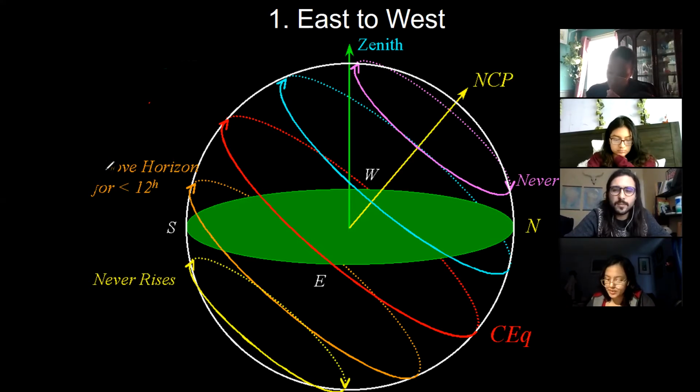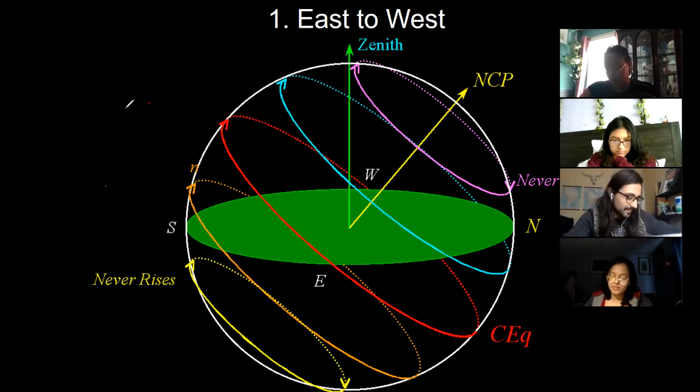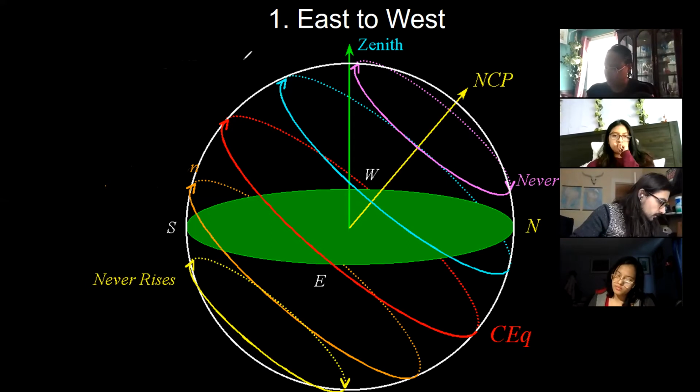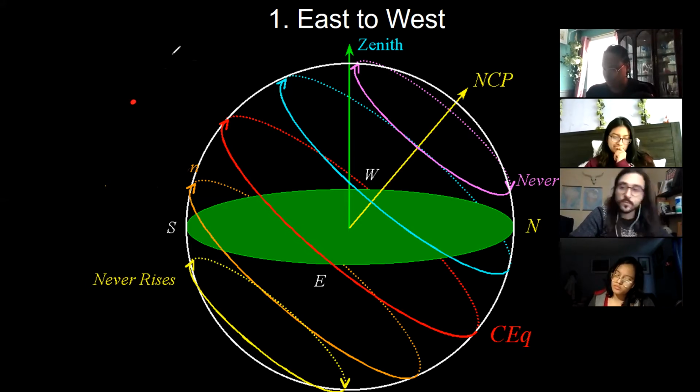Could it be 0? That's right. Very good. It's 0 degrees, because what is our definition, Mateus, of declination? Could you just read it from your notes? It's the degrees of a star, positive or negative from the celestial equator. That's right. So if you're on the celestial equator, you are 0 degrees.